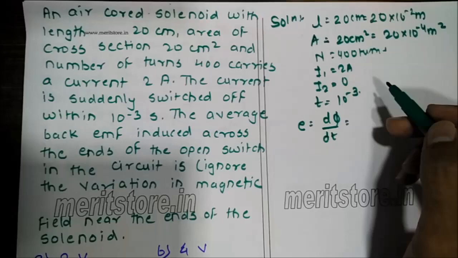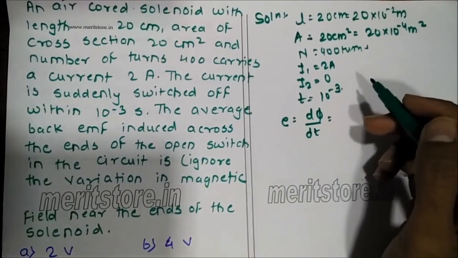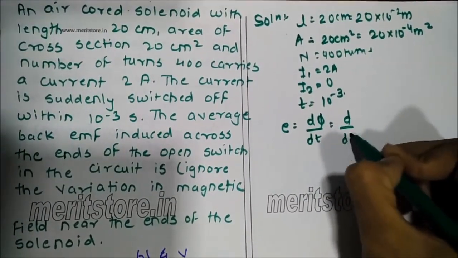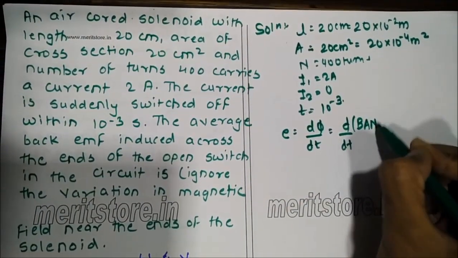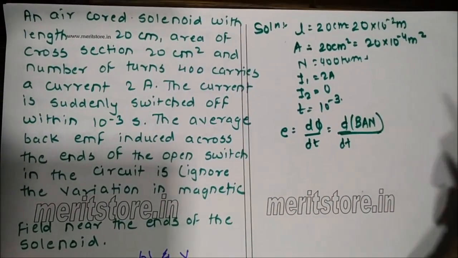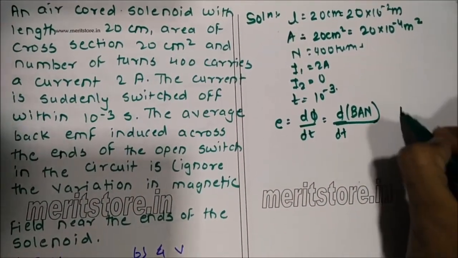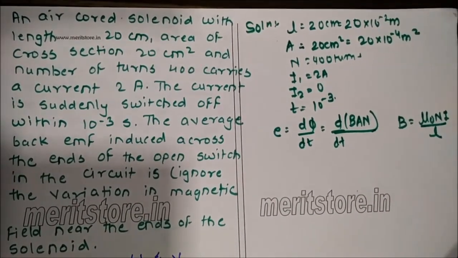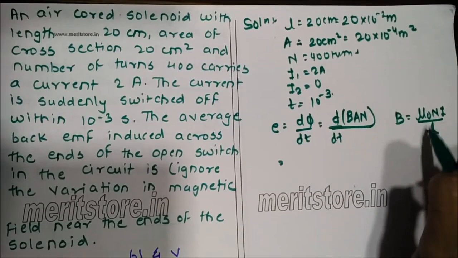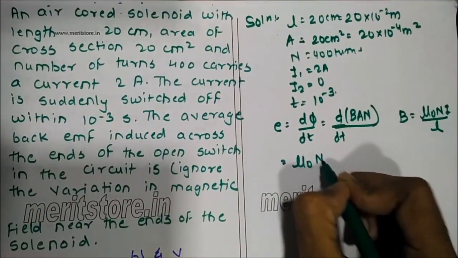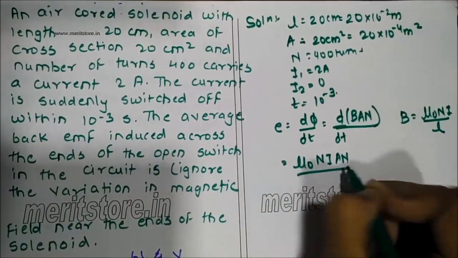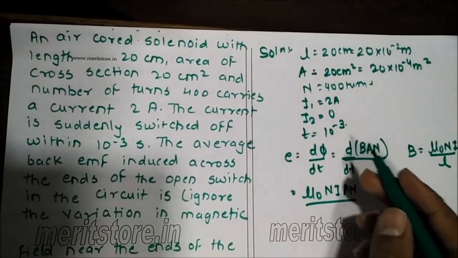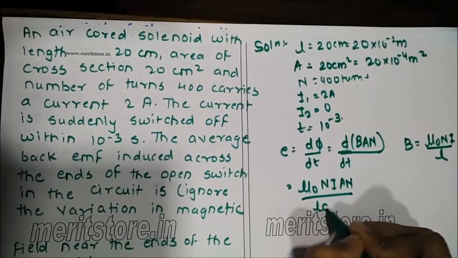So the change in the flux is given by d upon dt of B n A, that is the magnetic field multiplied by the area multiplied by the number of turns, where the magnetic field B is nothing but mu naught n I upon L, the length. So we substitute the value of B over here, we get mu naught n I A n upon L dt.